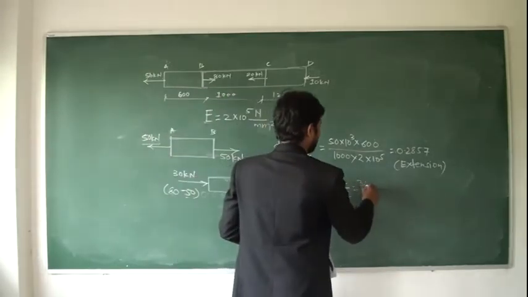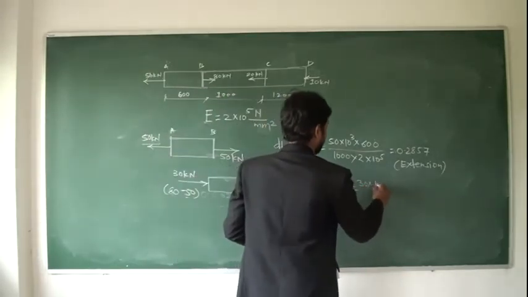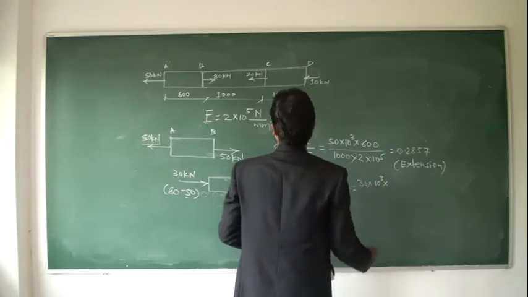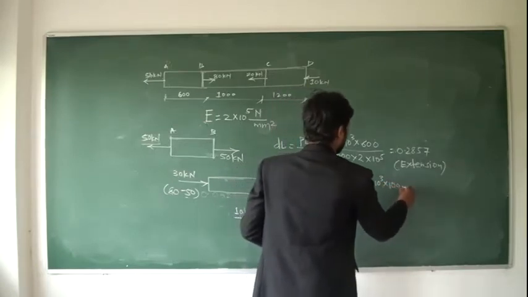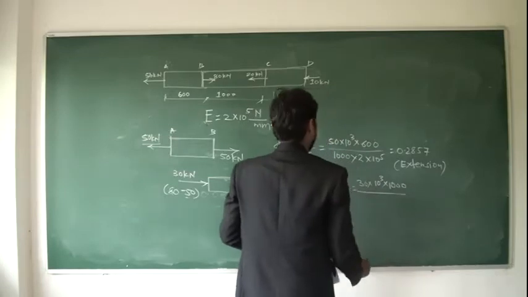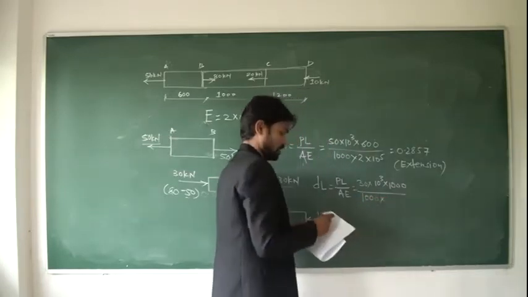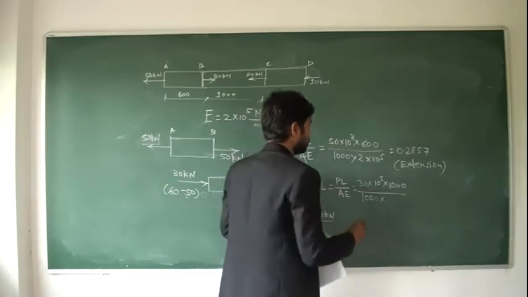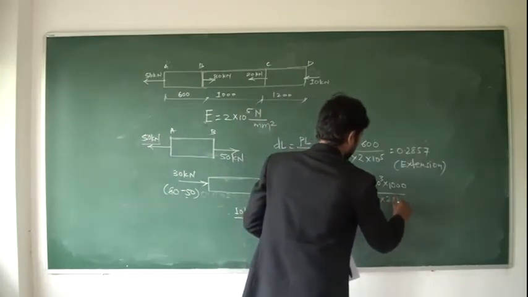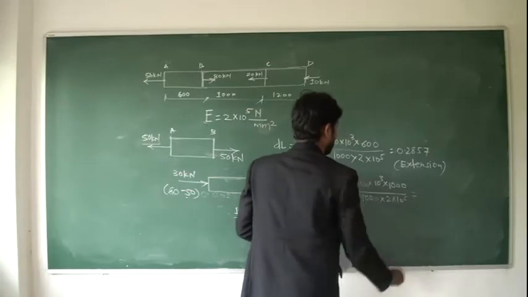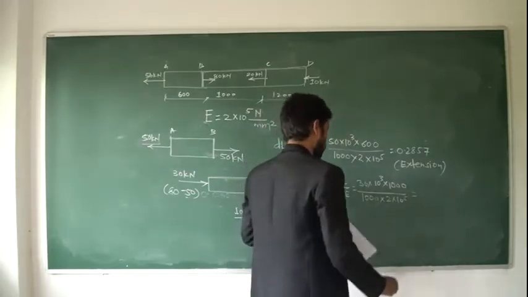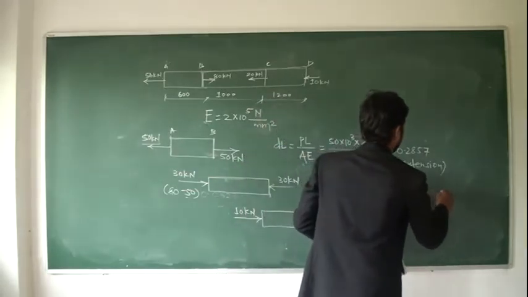So 30 into 10 raised to 3, length is 1000, divided by area, which is also 1000 mm square, because the area is the same for all and it is given in the numerical, into 2 into 10 raised to 5. This is equal to 0.2857 again.